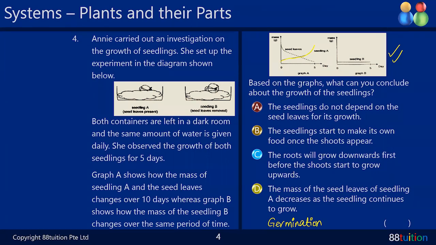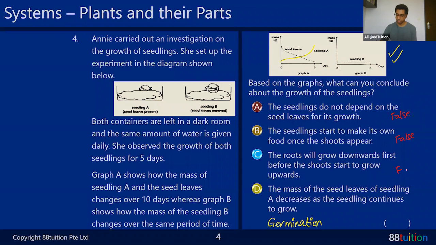The seedlings do not depend on the seed leaves. Is it true? It does depend. The seedlings start to make their own food once the shoots disappear. No, they do not make their own food. Joshua, the roots grow downward first before the shoots start to grow.